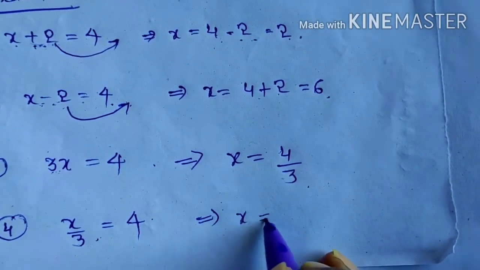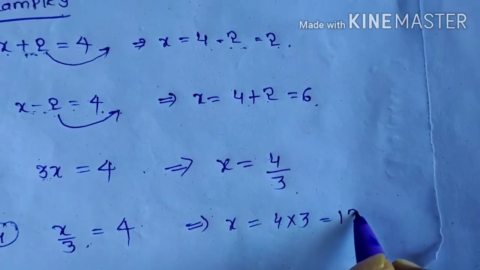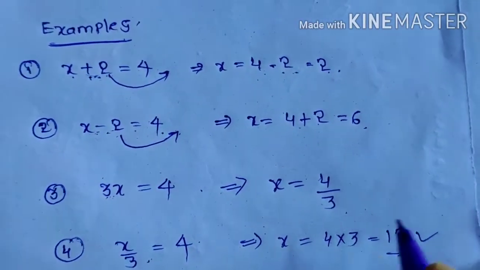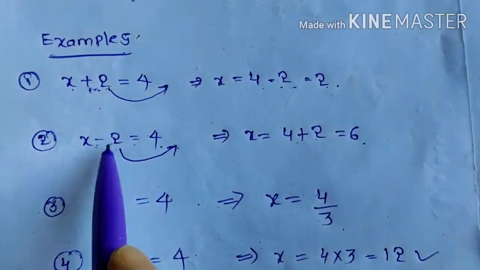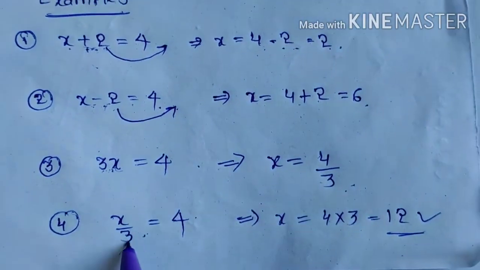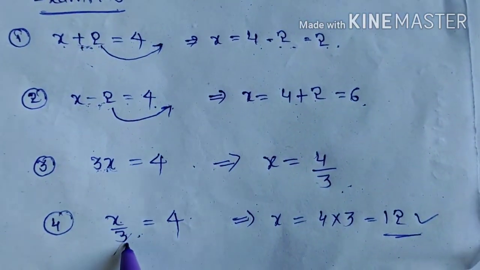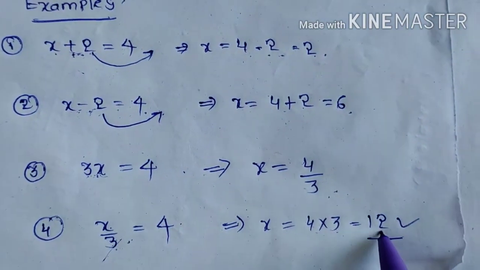If it is division, it will become multiplication. See here, x is equal to 4 into 3. That means x is equal to how much? 12. 12 is your solution. Very, very easy problems here. Plus will become minus. Minus will become plus. Multiplication will become division. Division, that means here x divided by 3, so 3 will become multiplication. 4 threes are 12, your solution.